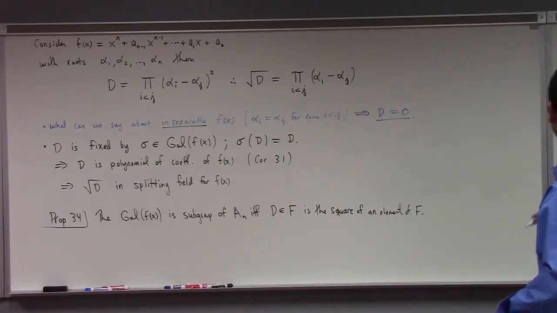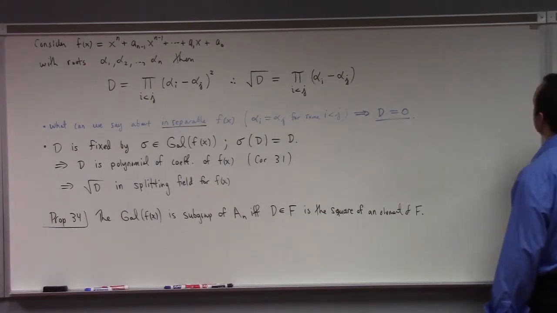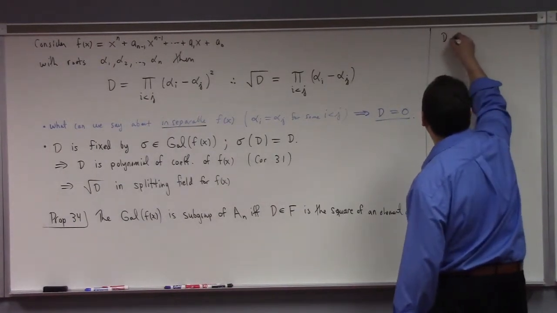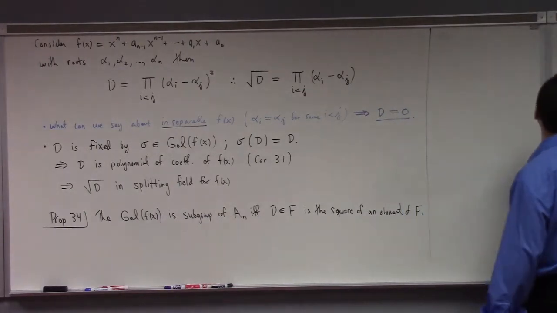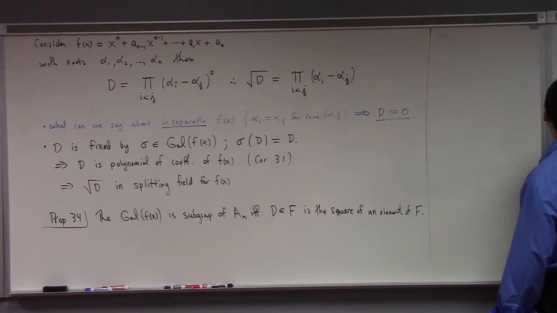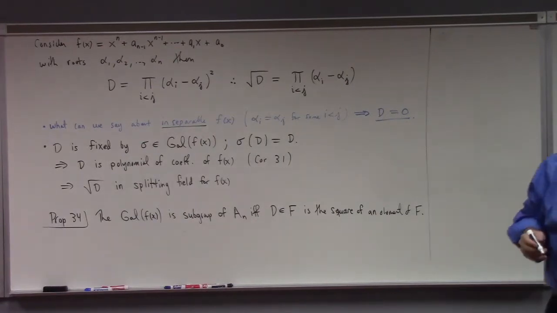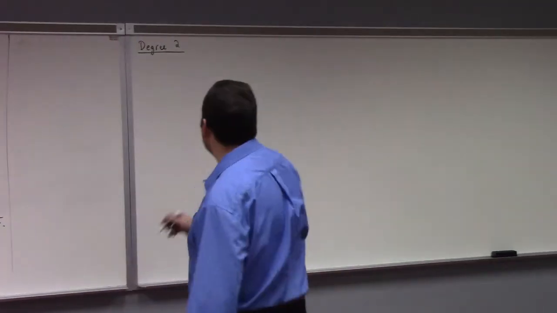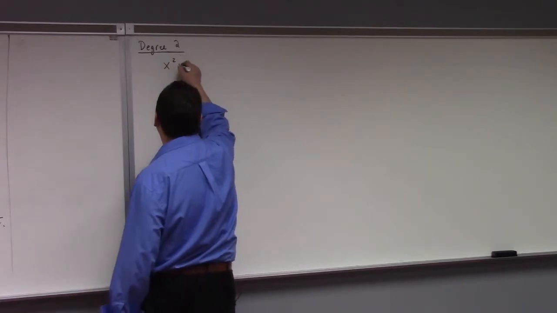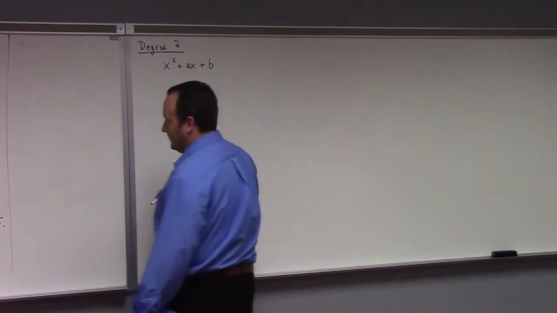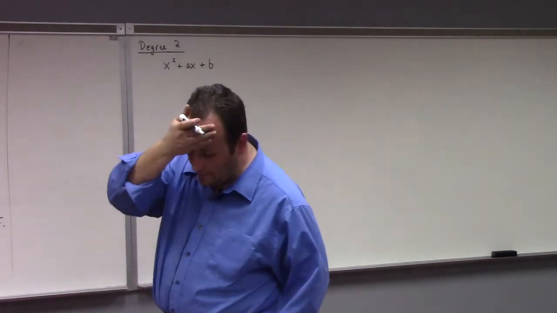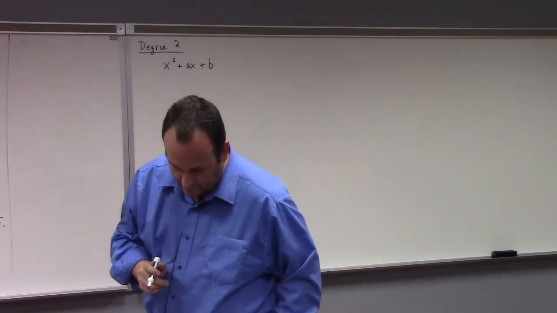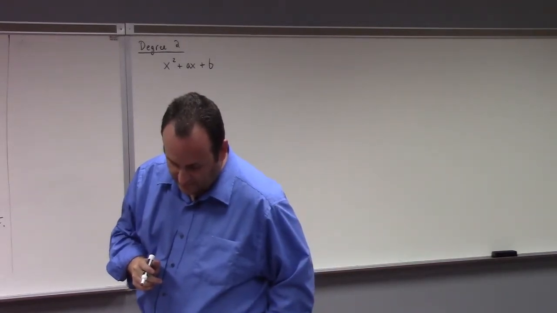So let's look at the specific formulas. Let's get into it. Degree 2. Actually, why am I forcing myself to work across the board? So degree 2. We're looking at x squared plus ax plus b. We're going to call the roots alpha and beta. What's the discriminant?